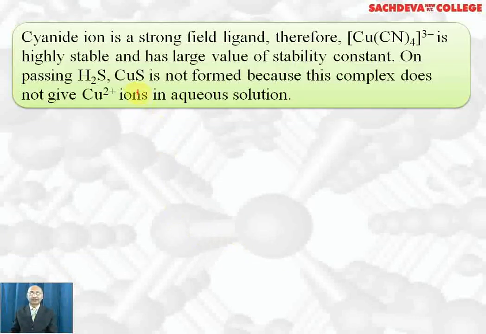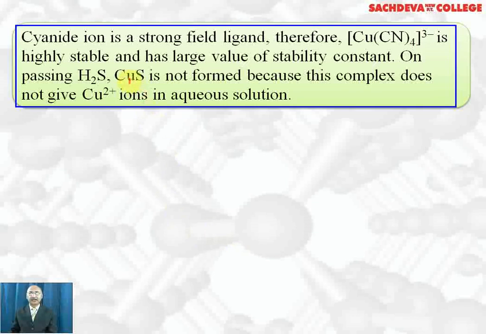This complex is highly stable because cyanide ion is a strong field ligand. It has a high value of stability constant. So when we add H2S, cupric ion will not come out because it is a stable complex. Therefore, a precipitate of CuS cannot be formed.